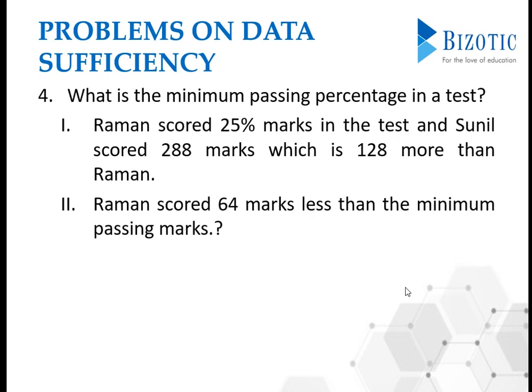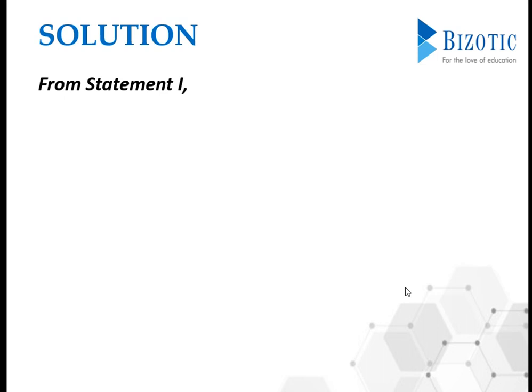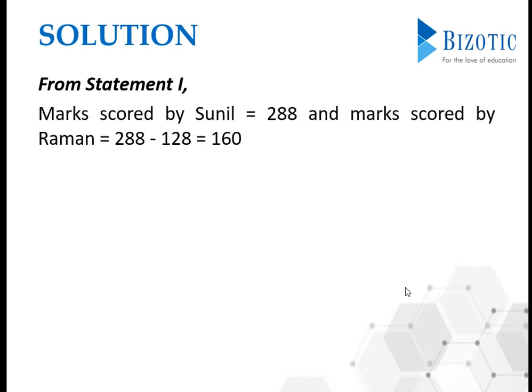What is the minimum passing percentage in a test? Okay, so let's determine that. And you have 5 options. So from statement 1, we get the required thing. That is, marks scored by Sunil is 288, and they have mentioned that Sunil has scored 128 marks more than Raman. So 288 minus 128 should be Raman's score, which is 160. And now we know 160 as Raman's score and Sunil's score as 288.